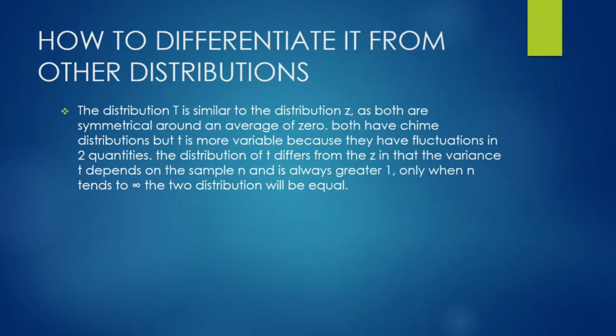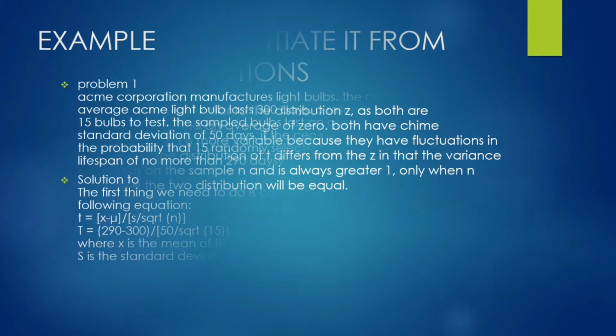How to differentiate it from other distributions? The t distribution is similar to the normal distribution, as both are symmetrical around an average of 0. Both have bell-shaped distributions, but t is more variable because it has fluctuations in two quantities. The t distribution differs from the normal in that the variance of t depends on the sample size n, and is always greater than 1. Only when n tends to infinity will the two distributions be equal.